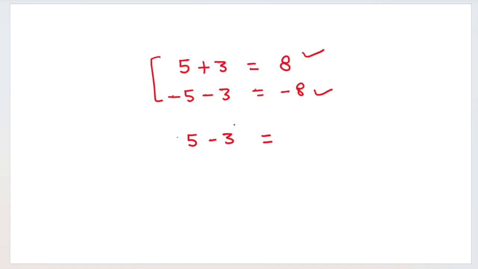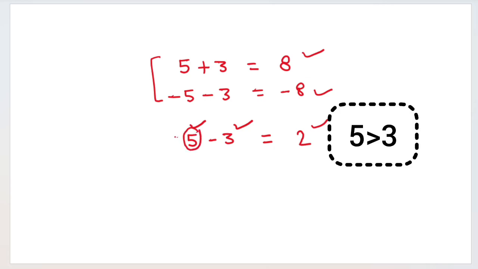Then we have to subtract the smaller number from the greater number. Then we will get here 2. But what will be the sign of the result here? So the result will occupy the sign of the greater number, that is 5. So here 5 is positive. So the answer will be positive.